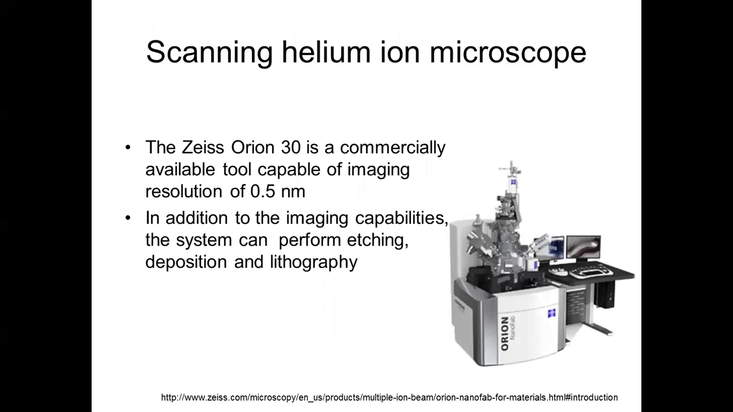So this is, I think, one of the better systems on the market from my research of the literature. It's the Zeiss Orion 30. It's commercially available, and it's capable of imaging of about 0.5 nanometers. In addition to the imaging capability, the system can also perform etching, deposition, and lithography. So this can act as a focused ion beam and do chemical deposition and lithography at the same time. So it actually has a lot of utility as a tool.